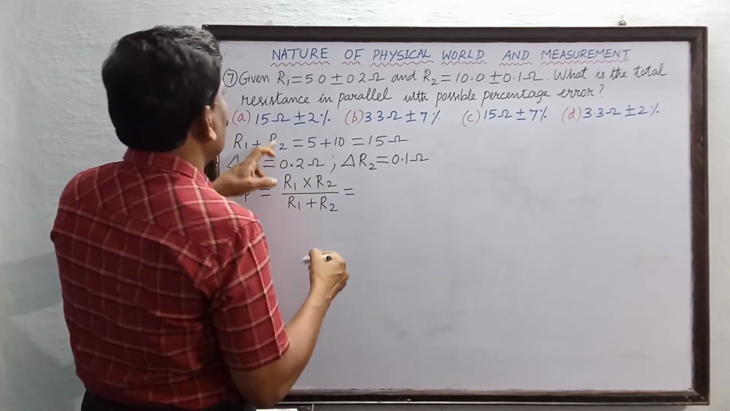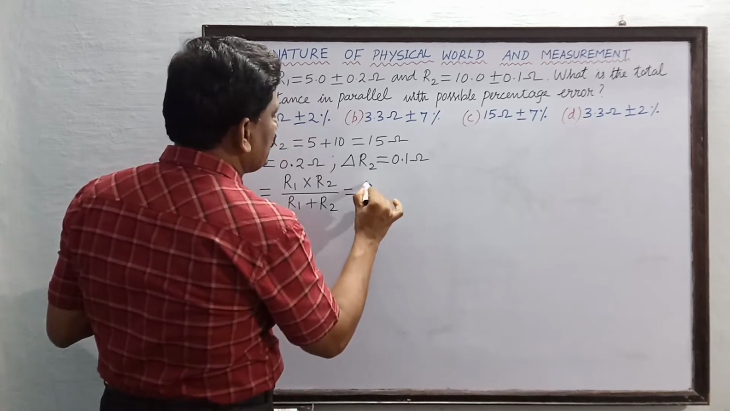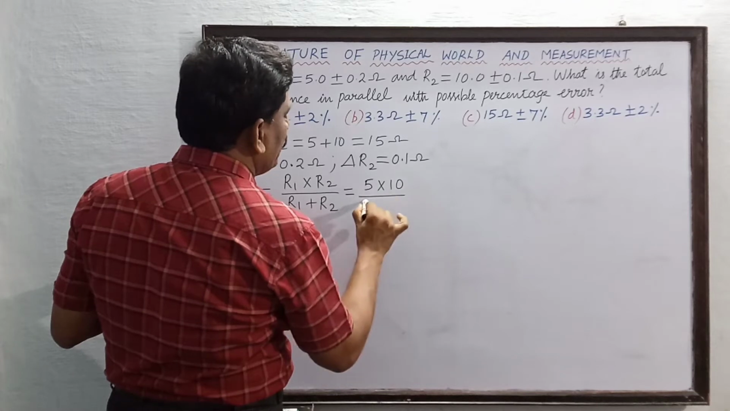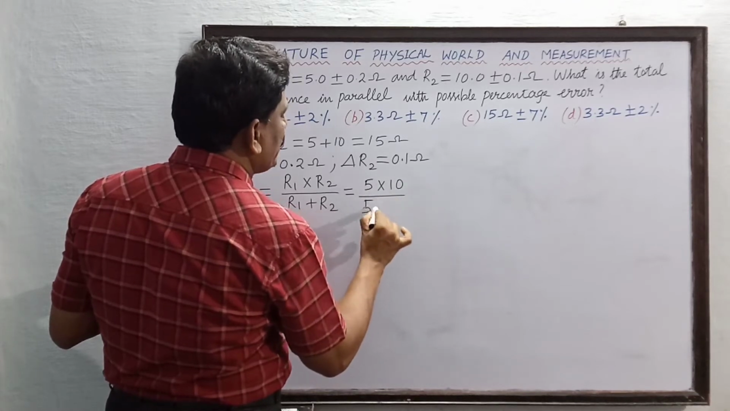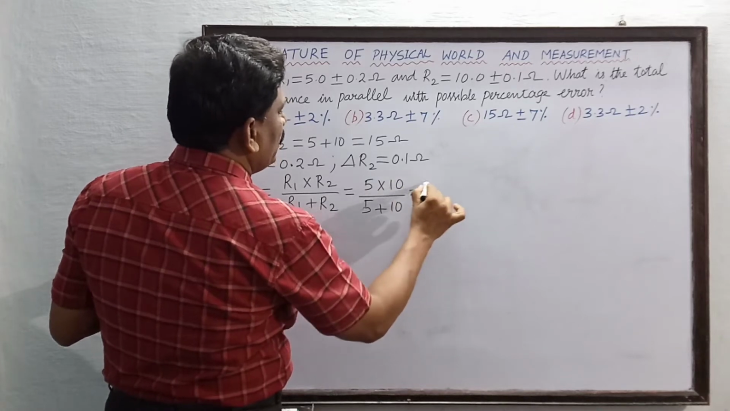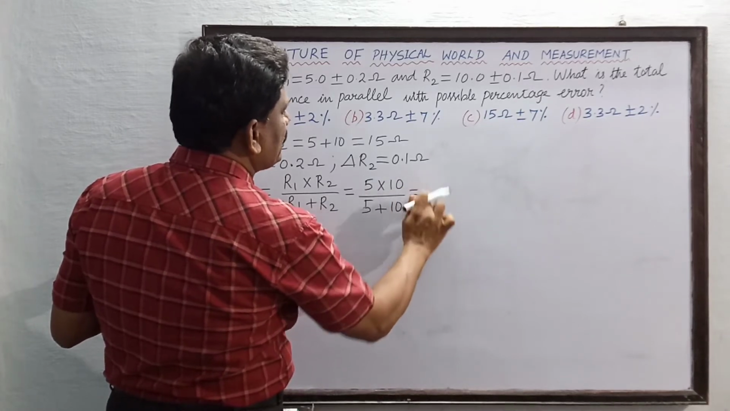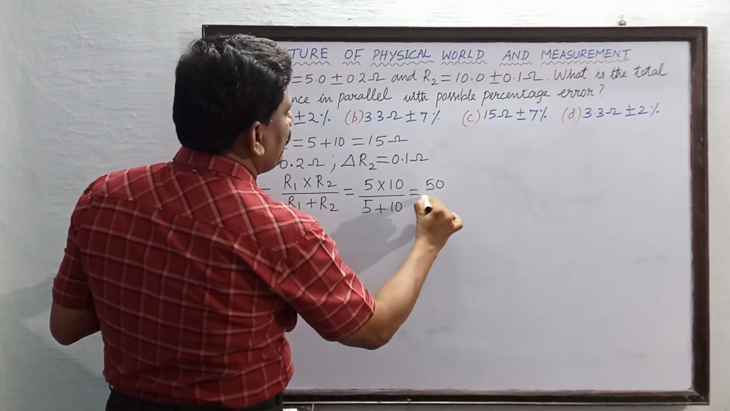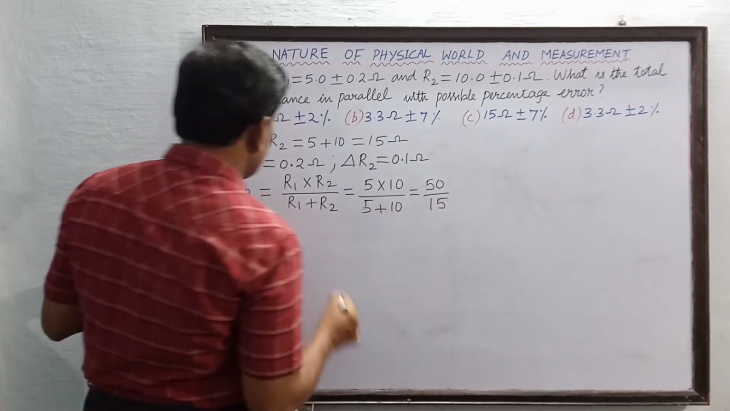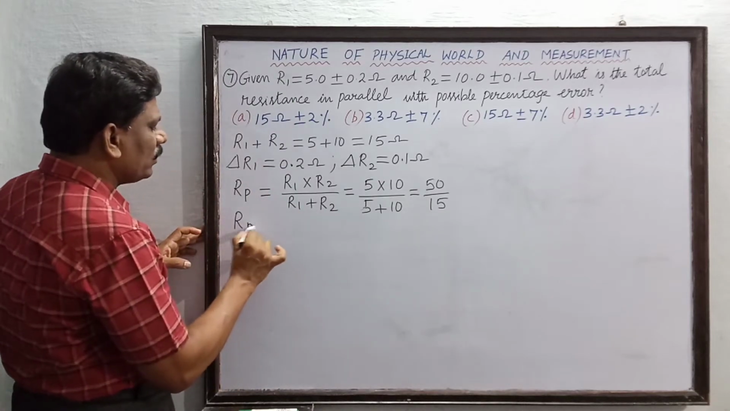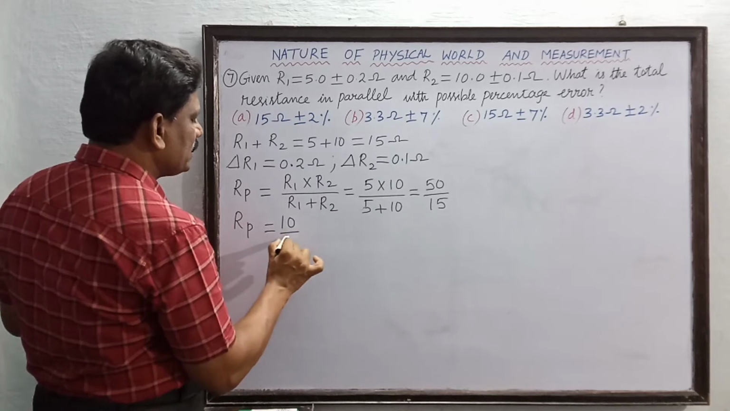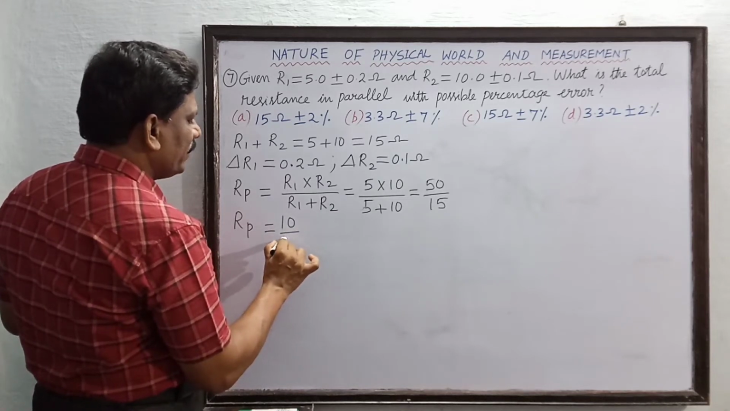So what is R1? R1 is 5. So this is 5 into R2, which is 10. So 5 into 10 divided by 5 plus 10. So this is equal to 5 tens are 50, divided by 5 plus 10, which is 15. So Rp is now equal to, again divisible by 5, 10 by 3. So this is 10 divided by 3.